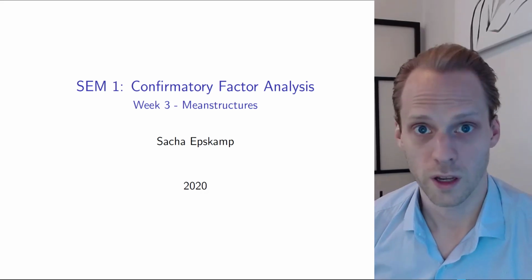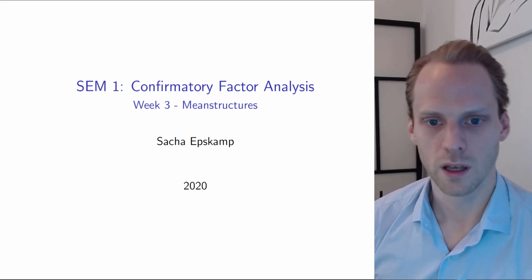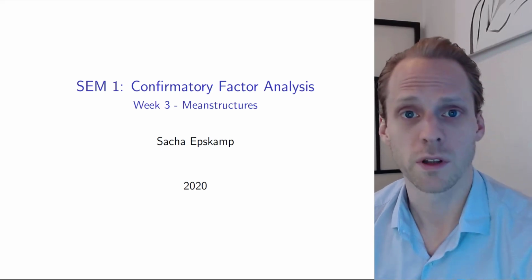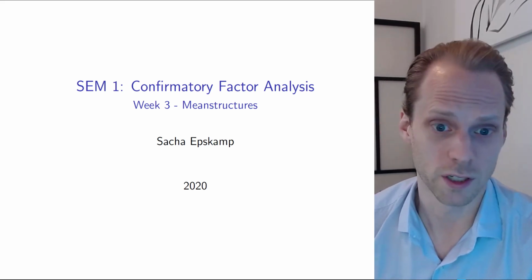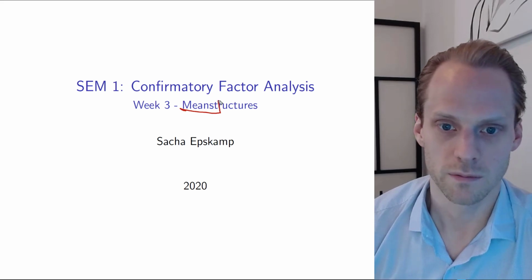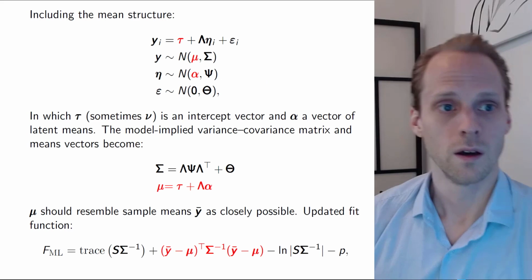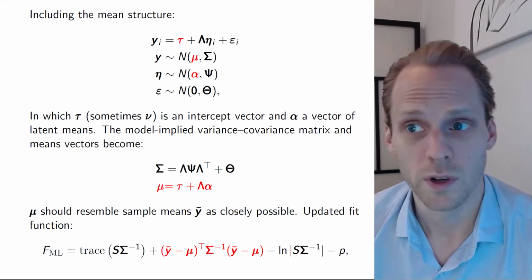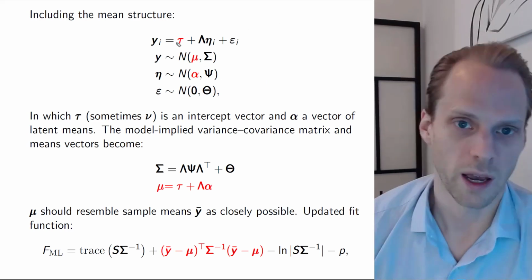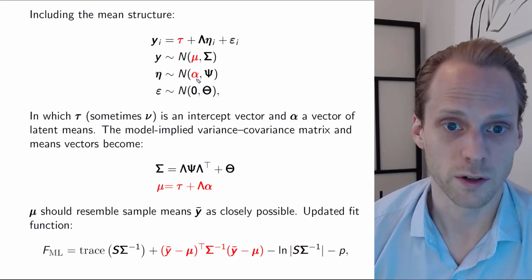Okay, so before we go into detail on measurement variance and multi-group testing, we need to make one adjustment to the modeling framework that we've been using so far, and that is that we're going to add the means. So what does that mean? We're going to add an intercept factor and a mean factor to our model.